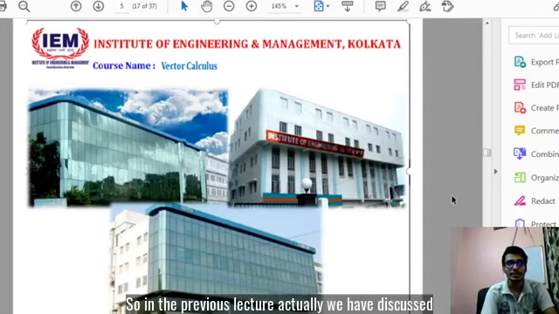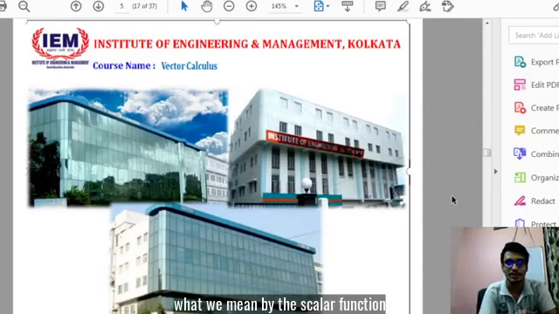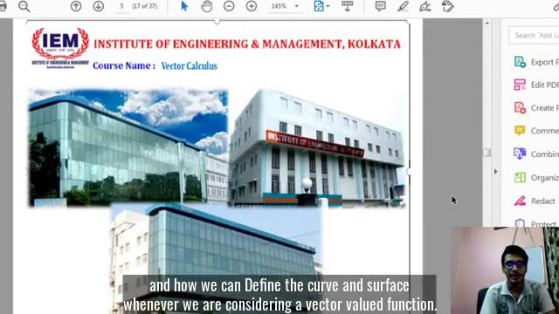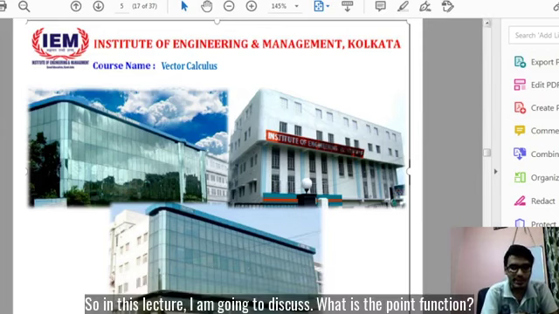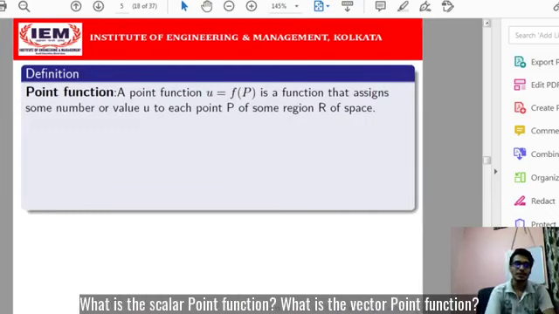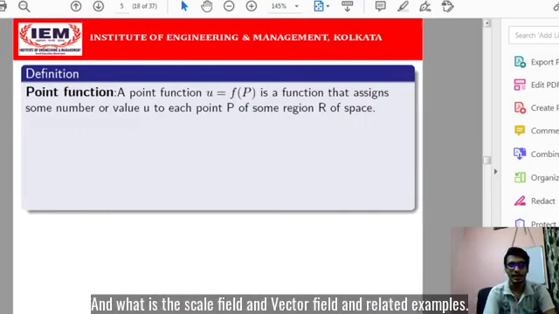So in the previous lecture we have discussed what we mean by the scalar function, what we mean by the vector function, and how we can define a curve and a surface whenever we are considering a vector valued function. So in this lecture I am going to discuss what is the point function, what is the scalar point function, what is the vector point function, and what is the scalar field and vector field and related examples.